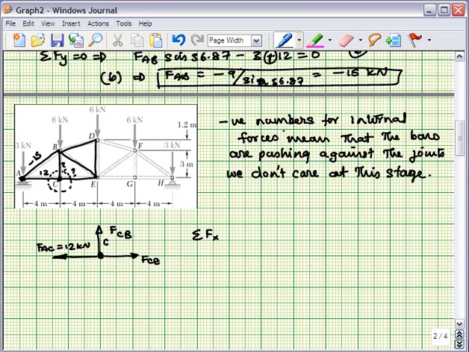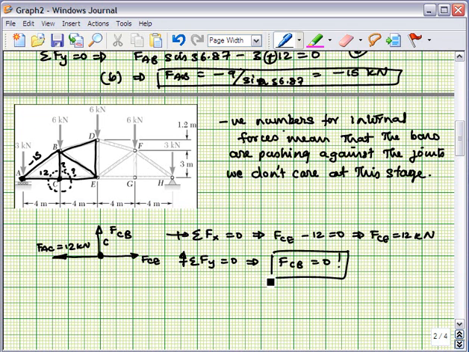Summation of all the forces in the x direction equal to 0 will immediately give us FCE minus 12 equal to 0. That means FCE equals 12 kilonewtons. Summation of all the forces in the y direction equal to 0 gives me FCB equal to 0 because that's the only force out there. So now I got two more forces. I go up here and I say, okay, this is 12, that's 0.